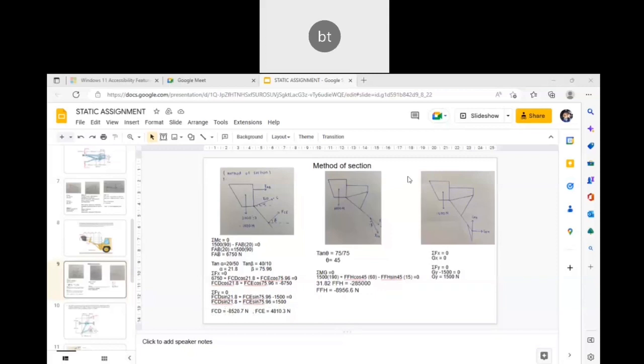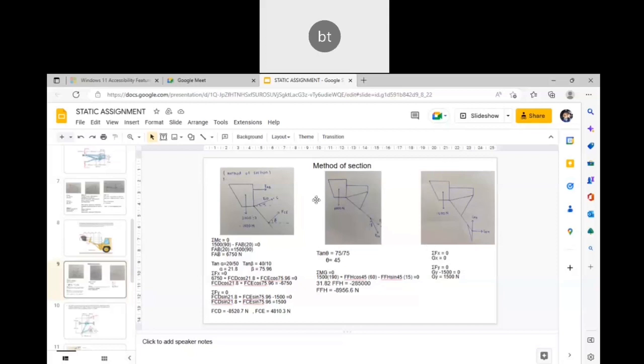Next part, first step, we need to find the angle. Here, tan theta equals 75 over 75, and then we get theta equals 45. Next step, we find the moment at point G, substitute all the values into the formula, and then we get FH equal to this one. And then we get the answer for the force at FH.